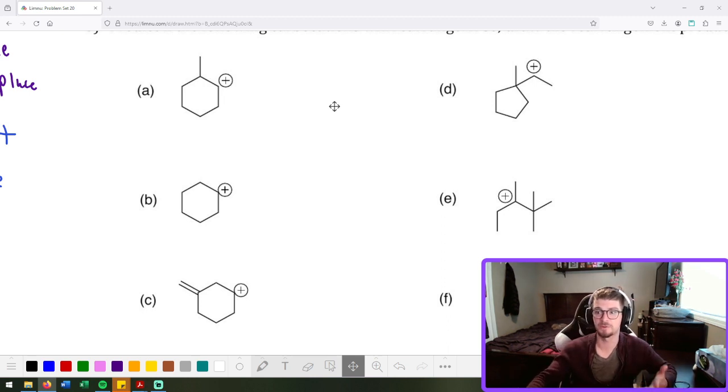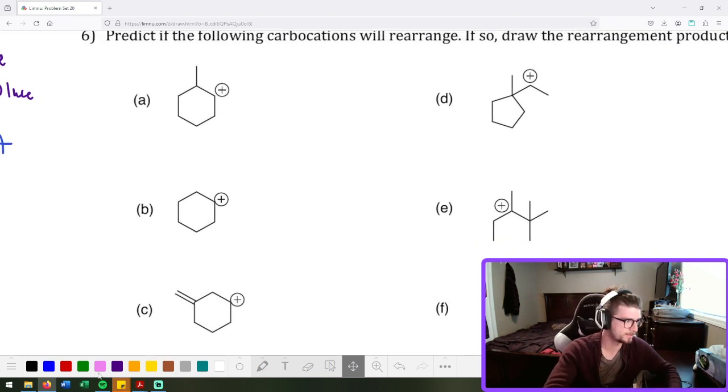So you have to follow those two rules. You have to be able to form the carbocation, and you must improve the carbocation in order to have a rearrangement. And now let's talk about what rearrangements are.